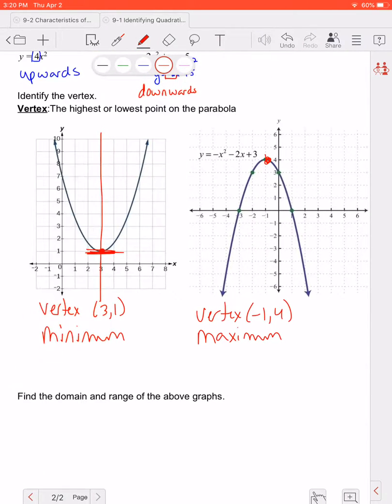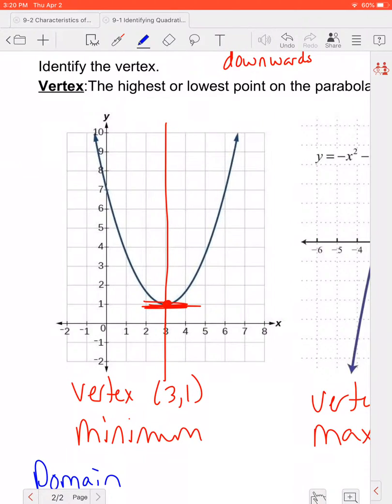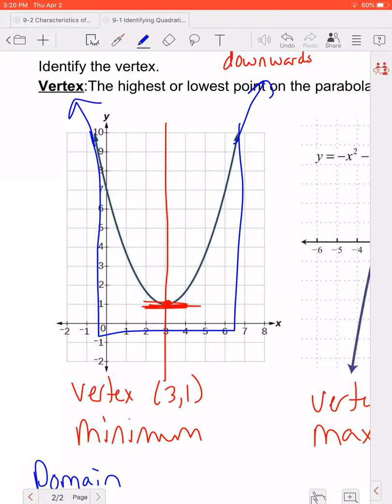Okay, now down below here it says find the domain and range of the above graphs. Okay, so remember we talked about domain and range with linear equations. Okay, so we're going to do the same thing with a quadratic equation. So remember domain is my x values. Now in this one, it kind of looks like my x values are only going from -1/2 to about 6.5. But the problem is this is going to go on forever and get bigger and bigger and bigger. We just can't see that on the graph.